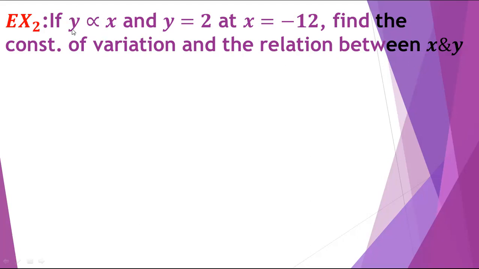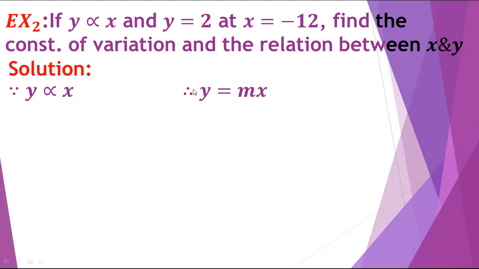At first, we have y varies directly as x. Since y varies directly as x, then we cancel this sign and put equals. y equals mx, and this is the relation between y and x. But we want to find the constant of variation m to write the relation.